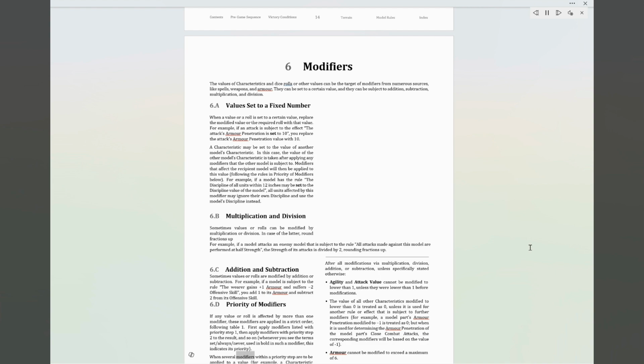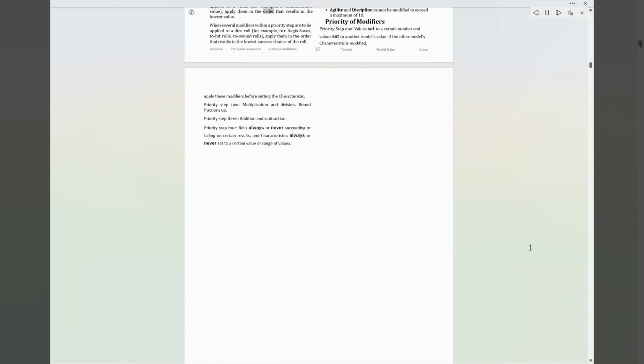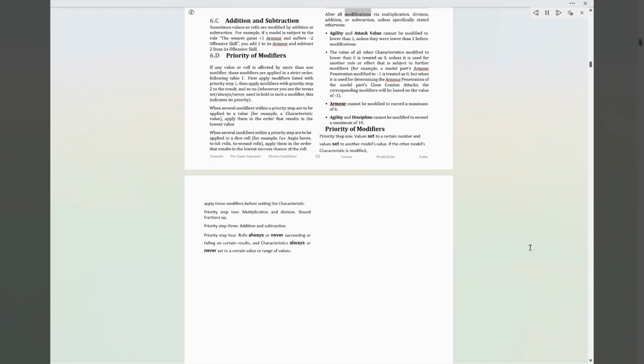When several modifiers within a priority step are to be applied to a value, for example, a characteristic value, apply them in the order that results in the lowest value. When several modifiers within a priority step are to be applied to a dice roll, for example, for Aegis saves, to hit rolls, to wound rolls, apply them in the order that results in the lowest success chance of the roll. After all modifications via multiplication, division, addition, or subtraction, unless specifically stated otherwise.